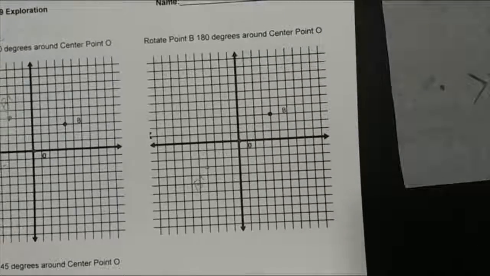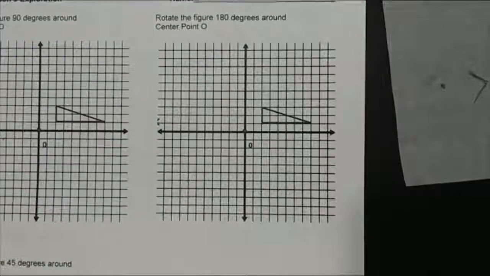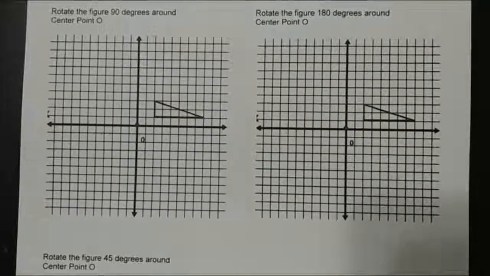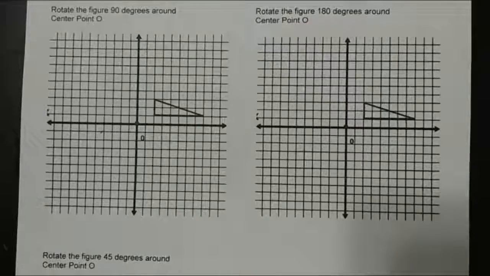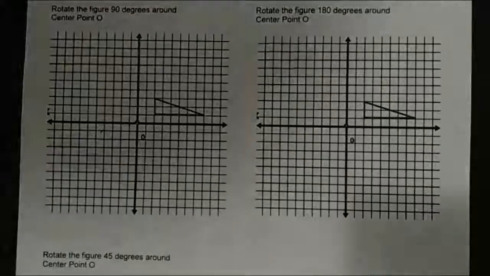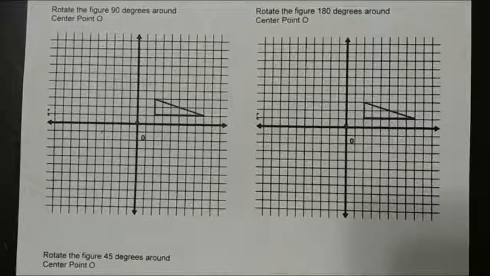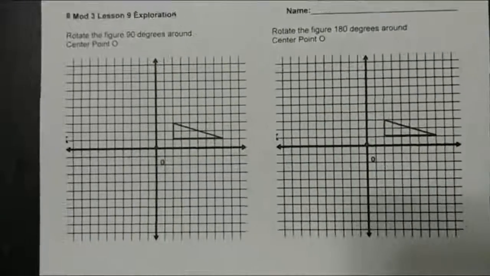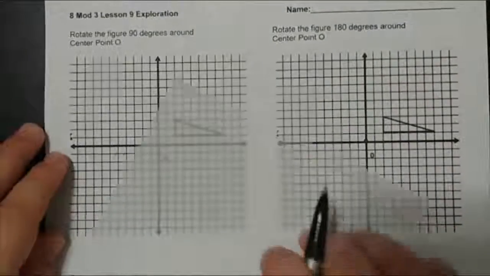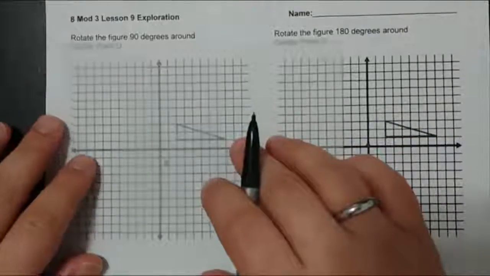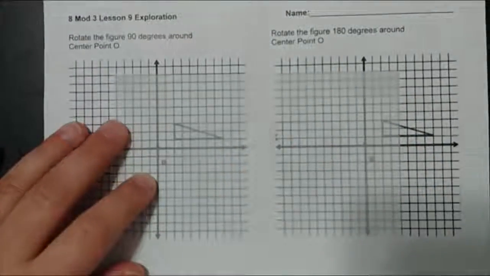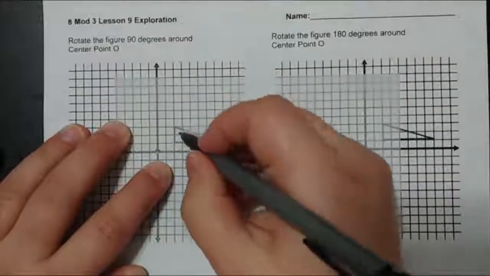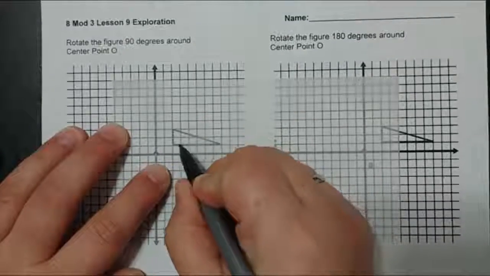Now, let's do some rotation of figures, which is a little bit more tricky. We're still going to be rotating 90 degrees, 45 degrees, and 180 degrees. The only difference is now we have a triangle. So I got my new patty paper, nice and clean. Okay, and we are going to start rotating. We take our patty paper, place it over our center point, mark it, place it over our figure, in this case the big triangle.